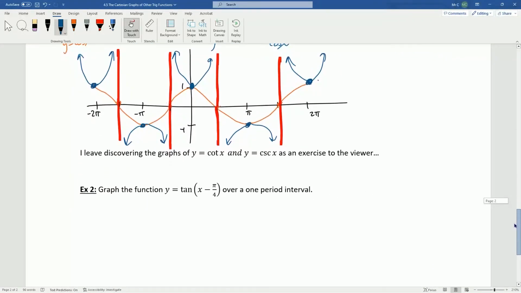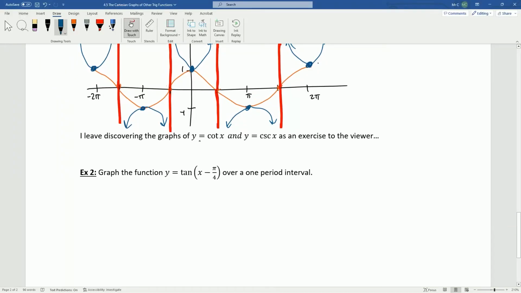So with that one being done, I'm going to leave discovering the graphs of y equals cotangent of x and y equals cosecant of x as an exercise to the viewer. The key thing you should understand is that the process for finding these graphs is exactly the same, but when you go through those graphs, you should be thinking of cotangent as cosine of x divided by sine of x, and think of cosecant of x as 1 divided by sine of x. And then just go through the same process I went through on those two problems, on tangent and secant, and you'll see you're going to get something very similar for these graphs.